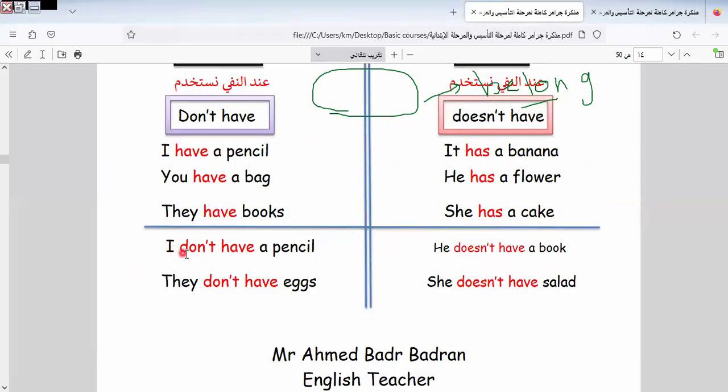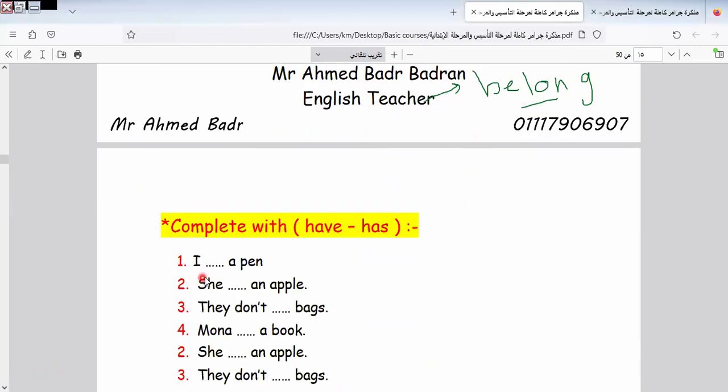Here it is not different. Why? Because I already take don't. So we use don't with have, and the verb comes in the infinitive form, it is not changed for us. But here, doesn't have, I return the verb to what? To the stem. I return the verb to the stem. That's this: doesn't have.